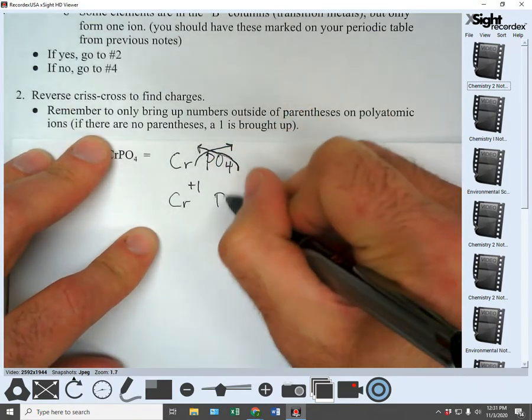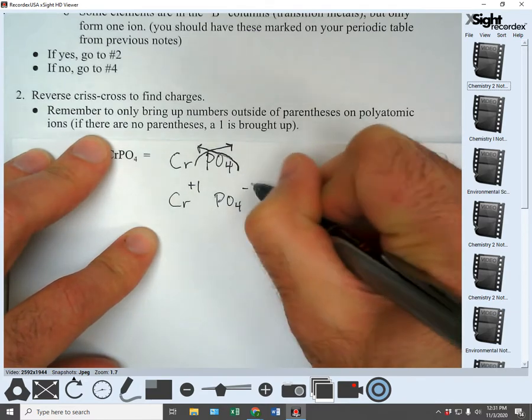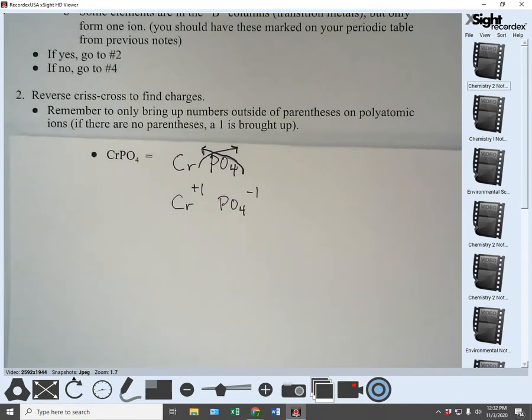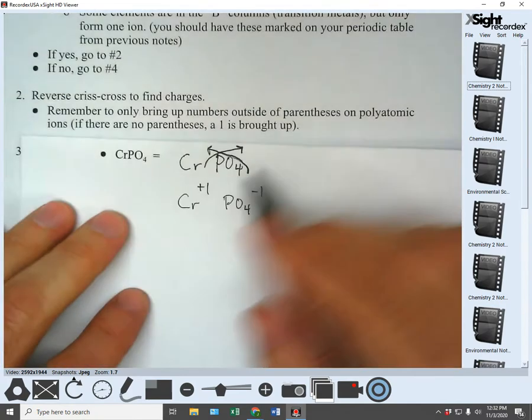Cation, anion. This is a negative 1 because there's just a 1 there. Okay. Or nothing there, so it's 1. All right.